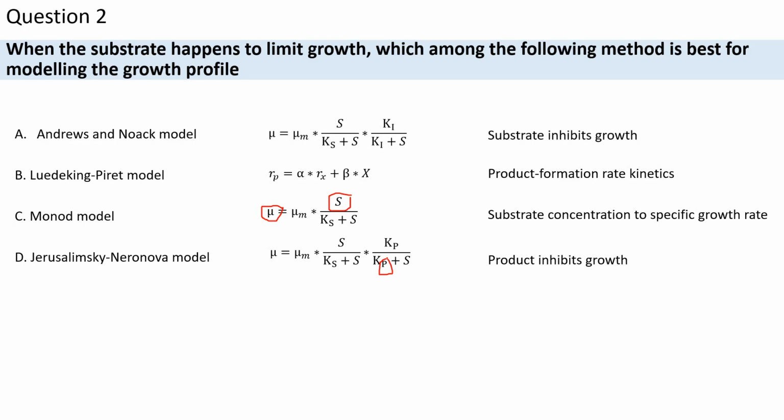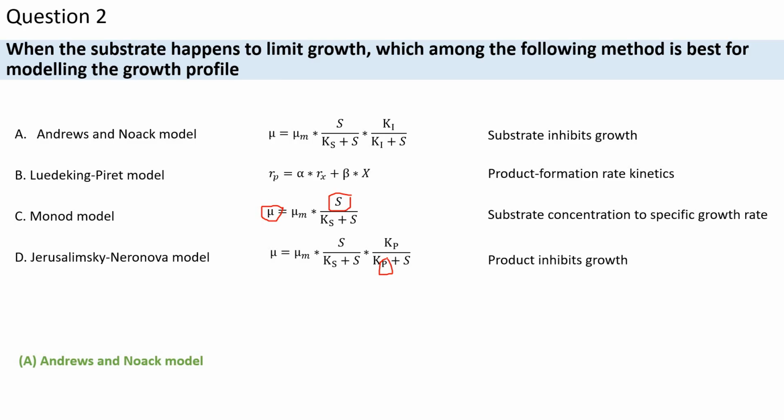So moving on to option A, Andrews and York model, where mu is equal to mu m s divided by ks plus s, times ki divided by ki plus s. So ki is the inhibition constant. So this inhibition constant denotes that substrate is inhibiting your cell growth. Okay, so the right answer is Andrews and York model.